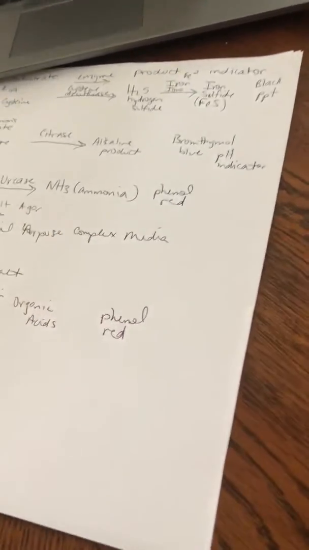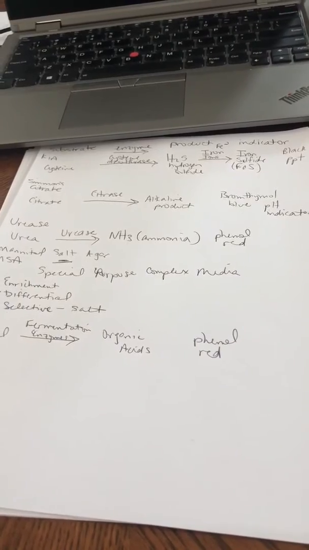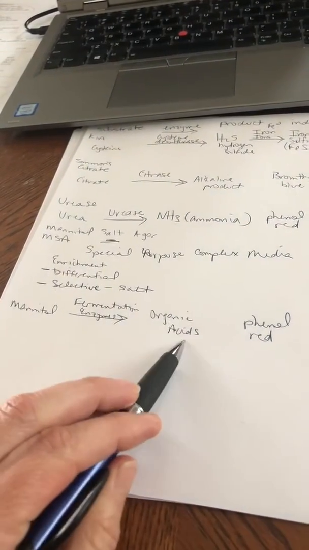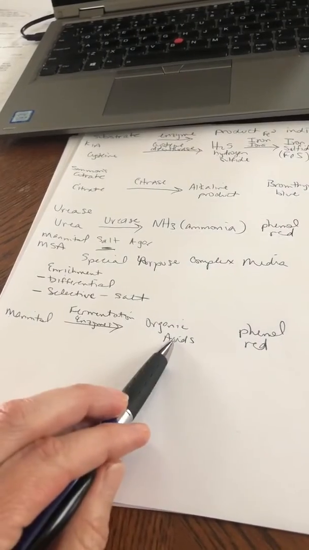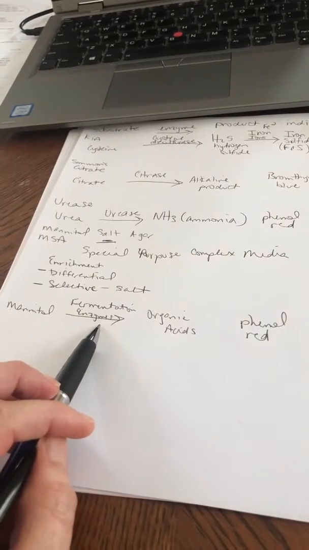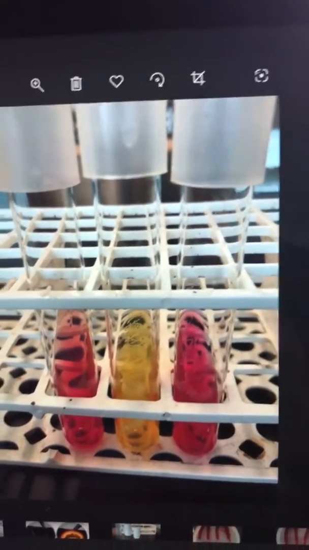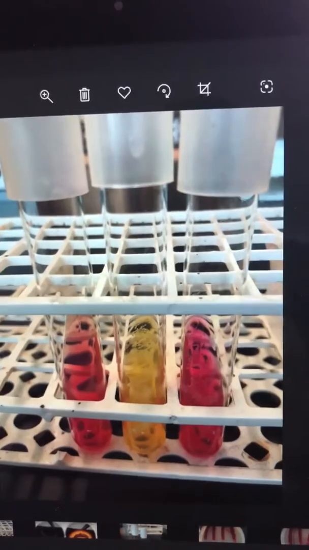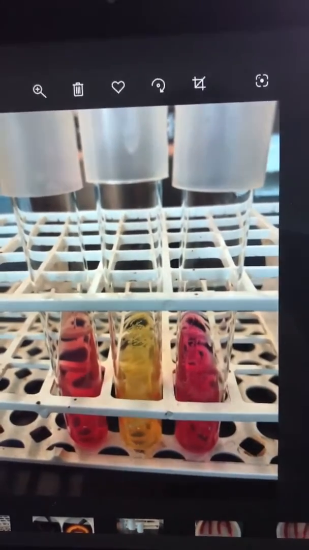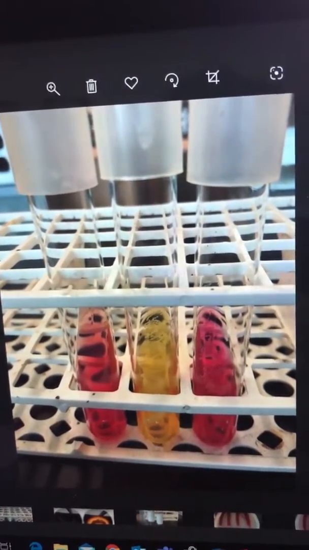So again, we know phenol red is a pH indicator. We know it indicates pH. Red is neutral, yellow is acid, and magenta is alkaline. So if we're looking for organic acids as a byproduct of fermentation enzymes, we expect for the test tube to be what color? Yellow, yes. So that middle one, again, is the positive color. That magenta one on the right-hand side, that bacteria went through some other metabolic process. It could grow on the media, but it went through some other metabolic process and created an alkaline byproduct.